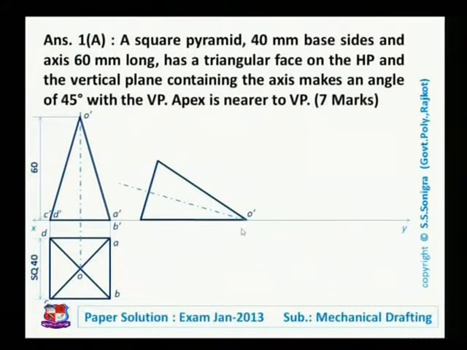Draw here center line as well. It would be needed. Name the respective points, A dash B dash over here, C dash D dash, this is O dash. So that is the second step of the given problem. So we have drawn this second view as a triangular face on the HP. Now further it is given that end the vertical plane, so that we will draw in the third step.